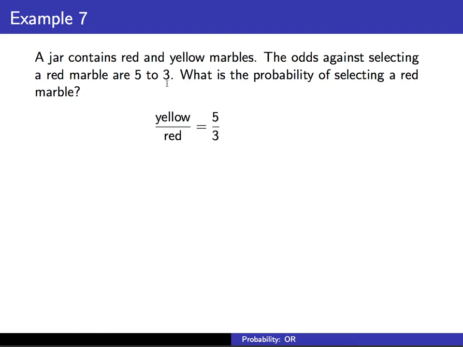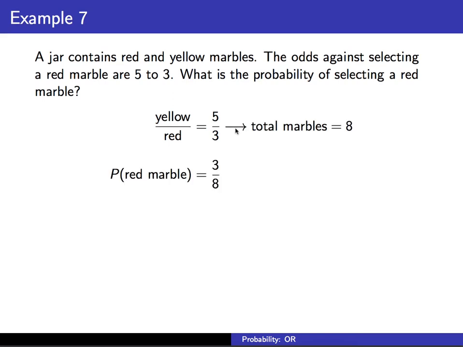And since we only have 2 colors, we can use the 5 as yellow in this case and the 3 as the red. But keep in mind that we can also have 10 yellow and 6 red, because 10/6 would still reduce to 5/3. So we'll just keep it in lowest terms as we possibly can, but bear in mind that we can multiply these numerators and denominators by the same positive number, and it'll give us the same reduced odds of 5/3.